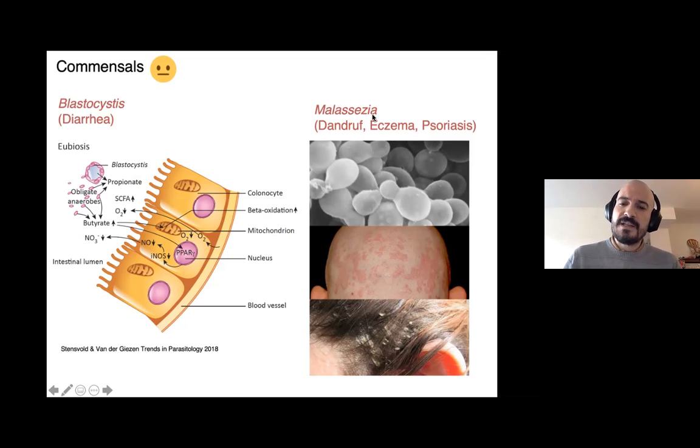And then another example is Malassezia. Malassezia is a fungus that lives in our skin, and it causes dandruff, eczema, and psoriasis. So based on that, we would consider this a parasite. But all of us have Malassezia in our skin, and it only causes dandruff, eczema, or psoriasis in individuals that are susceptible to this disease, but not in most people. It's because Malassezia consumes the lipids from your skin, and the byproduct can induce this dandruff, eczema, or psoriasis in individuals that are sensitive, but not in most of the people.